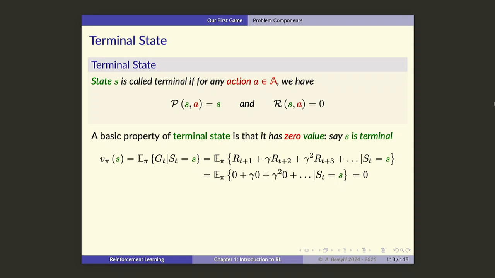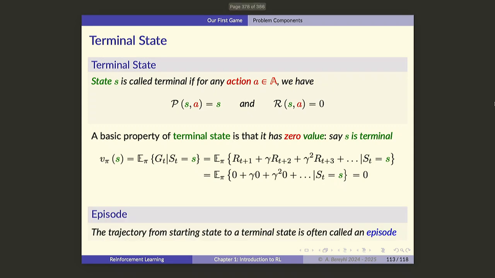Questions? No question? Okay, great. So, here is the episode. The episode is the trajectory from your starting point towards the terminal state. Then if you play the game multiple times, essentially you collect multiple episodes, and later on we can use them to learn what the value is and what the optimal policy is.